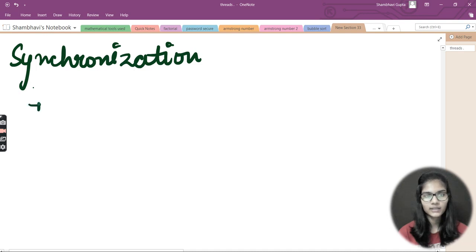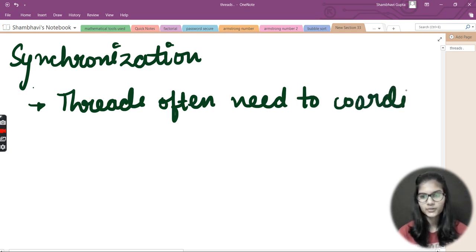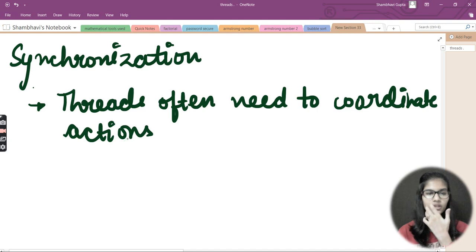What things come under this? The very first thing is that threads often need to coordinate actions, like this here, right? So this is the first thing that comes under this: threads often need to coordinate actions. That's absolutely true, because if we're writing any module or something like that, it will have many actions associated with it, right?